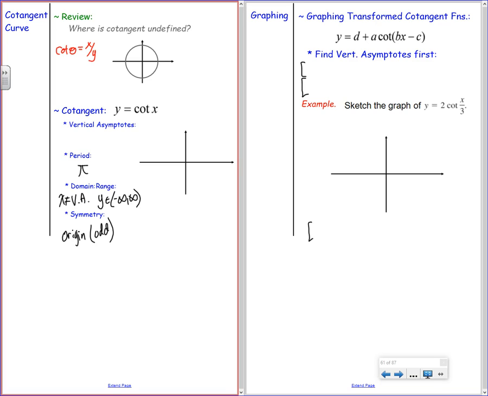So when will cotangent be undefined? Because vertical asymptotes happen when there's an error. There's going to be an error when who is 0? Y. So we can say cotangent is undefined when y equals 0. It's as easy as that. For what points, indicative of what angles, will y be 0 on the unit circle?